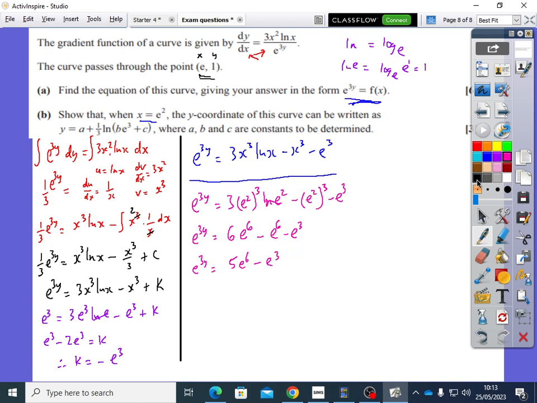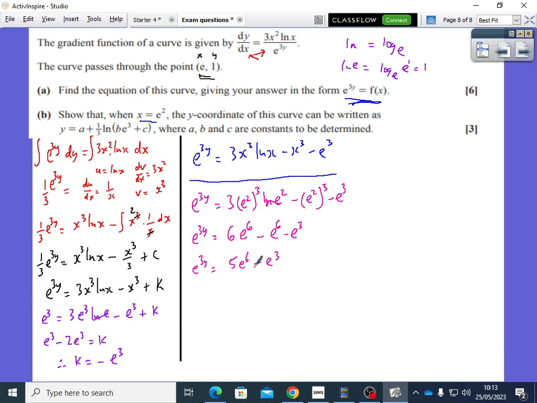Okay, so now let's have a look at what we're going to do. What we can do here is factorize that. So you're going to get e to the 3y is equal to e to the 3 out, open bracket, 5e to the 3 minus 1. So keep an eye on what we want in this form. It's always a good idea to look at how we get in there. Okay, looks like we get in there.